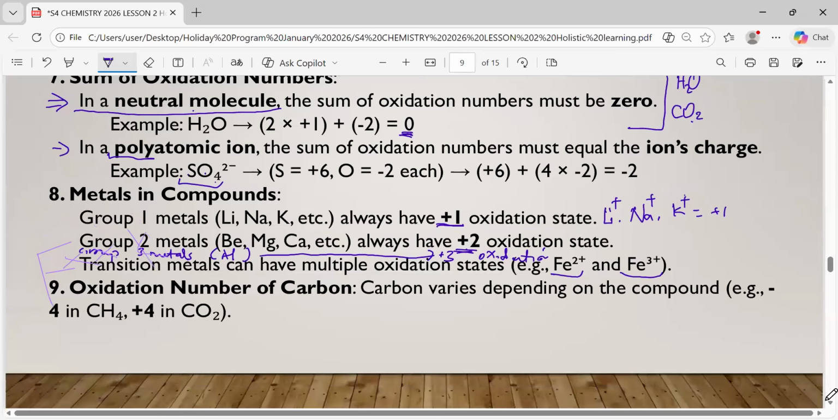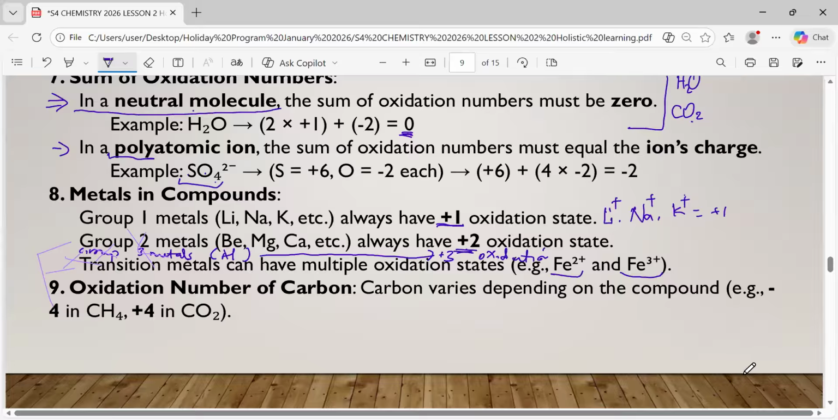Okay. Lastly, talk about the last one, and then you can start with the exercise. Oxidation number of carbon. Carbon varies depending on the compound, e.g., -4 in CH4 and +4 in carbon dioxide. So they're just trying to tell us that carbon's oxidation number varies. It is not standard that it has +4 or -4, but it varies depending on the compound it is in. I believe that one is clear.